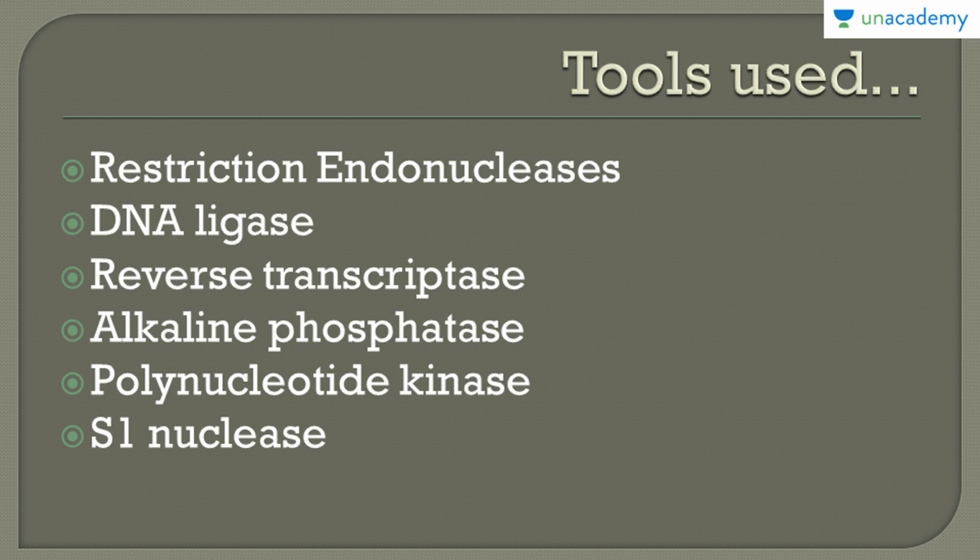And alkaline phosphatase and polynucleotide kinase have contradictory functions. Alkaline phosphatase is used for the removal of phosphate from the DNA fragments, while polynucleotide kinase is used for the addition of phosphate groups.